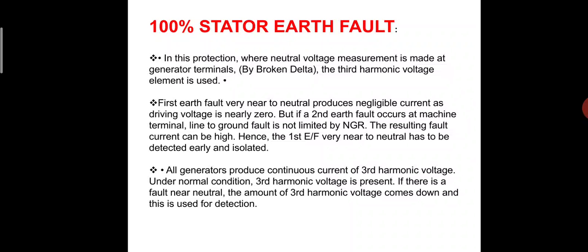Under normal condition, third harmonic voltage is present. If there is a fault near neutral, the amount of that harmonic voltage comes down, and this is used for detection.